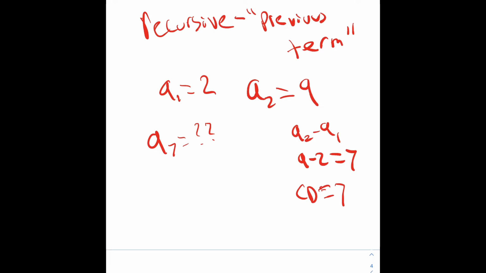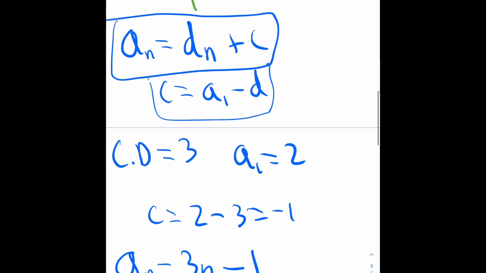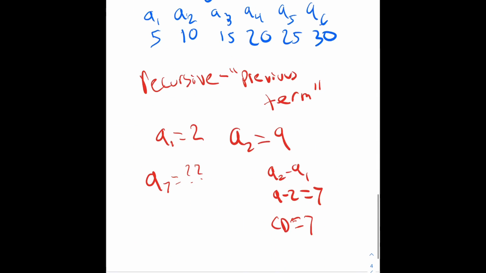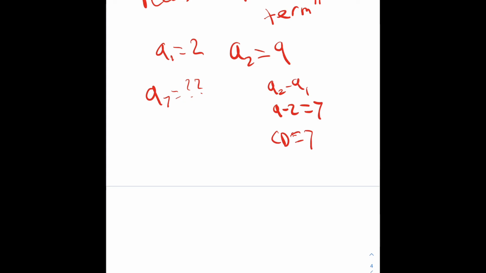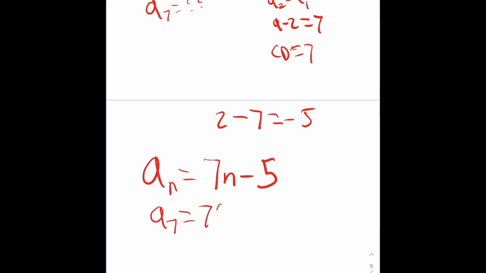And then to find the second part of my equation, I'm going to use that bottom part where I take my first term minus my common difference. And so my first term is 2. My common difference is 7, which means that the second number of my arithmetic equation is negative 5. So I could write this out as 7n minus 5, and then I would just plug in a 7 every time I saw an n to get an answer of 44.